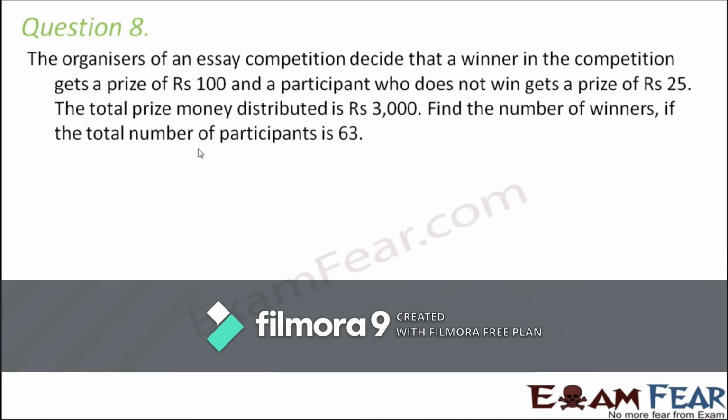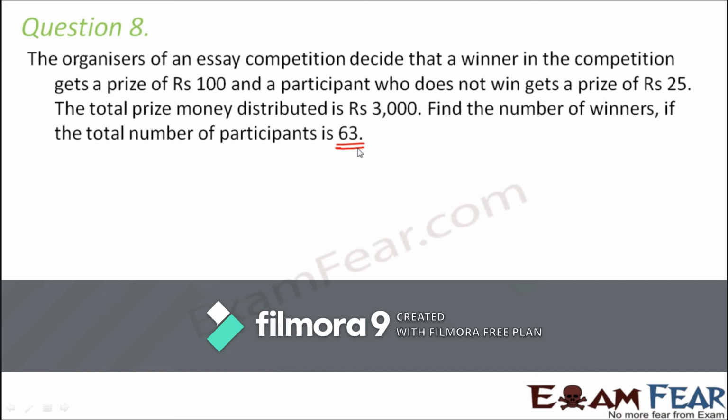Organizers of an essay competition decide that a winner in the competition gets a prize of rupees 100 and a participant who does not win gets a prize of rupees 25. The total prize distributed is rupees 3000. Now this total prize would include the prizes given to the winners and also prizes given to the participants. Find the number of winners if the total number of participants is 63. So this 63 is like the total number.